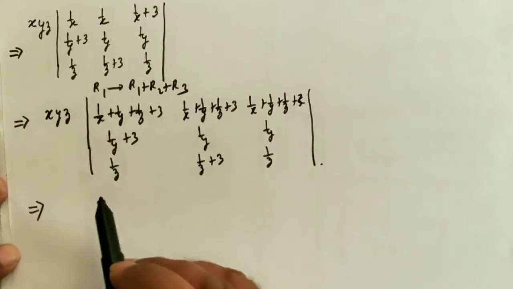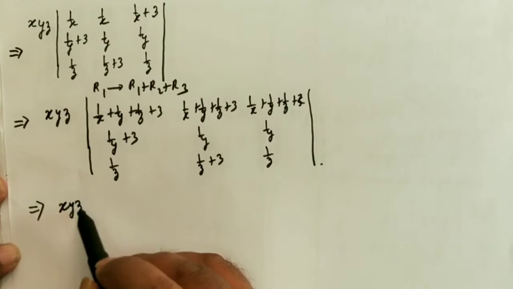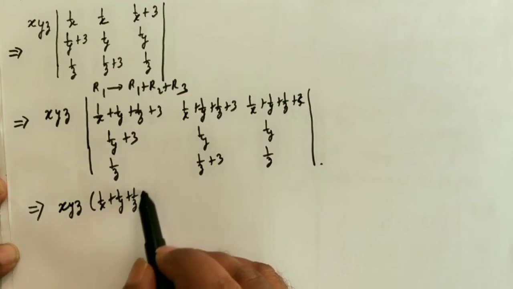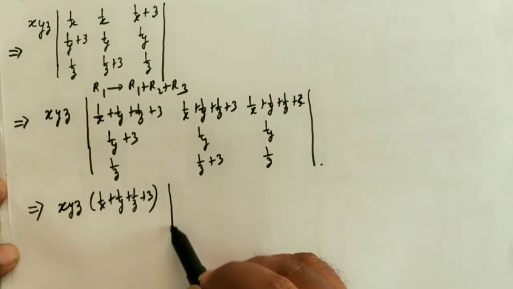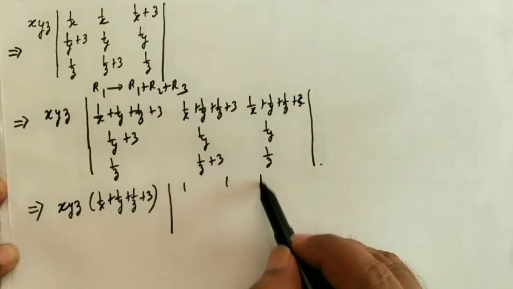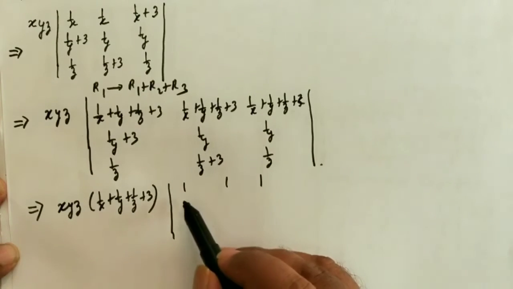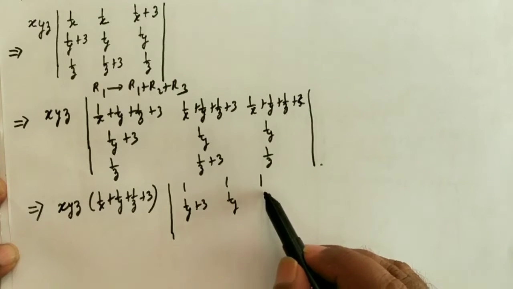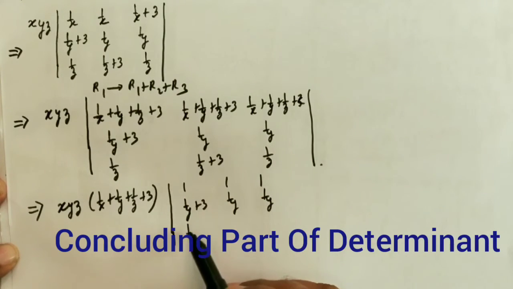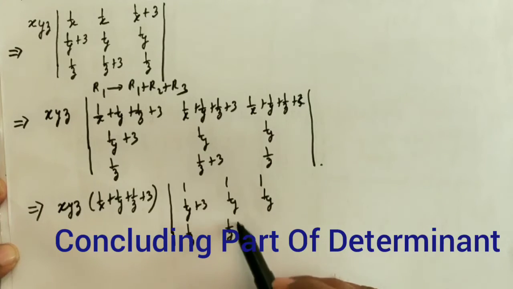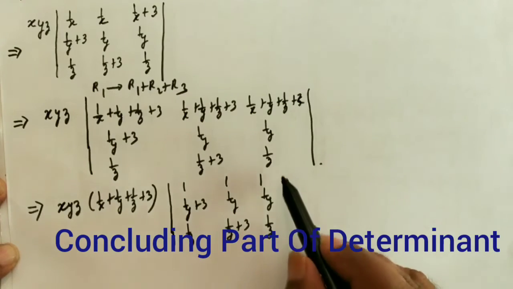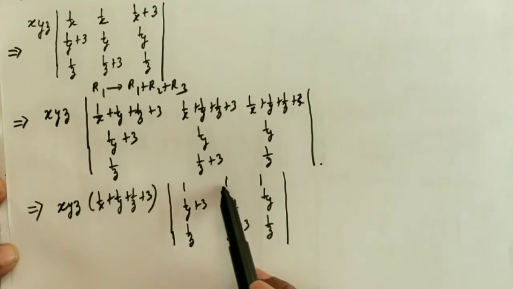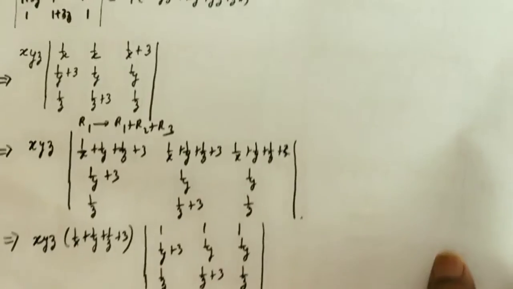I'll take common. One and 1. Here 1 by y plus 3, 1 by y, 1 by z. Now, once you get 3 ones, your problem is almost done. So C1 is C1 minus C3, C2 is C2 minus C3. This I'll do in the next step.